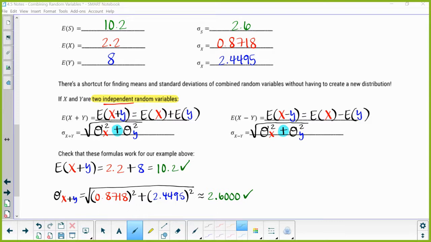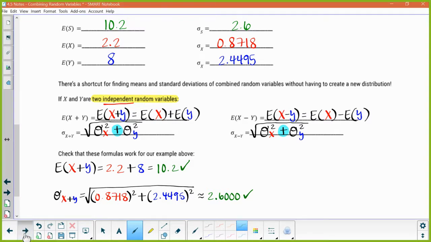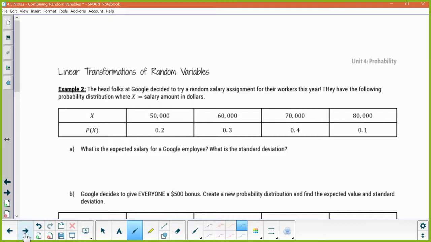So these were examples of combining entire data sets together or subtracting them from each other. We also have the instance where we change a data set by applying some type of transformation to it. So, next example, we have the head folks at Google. They decide to brilliantly, though it's not so brilliant, try a random salary assignment for their workers this year.